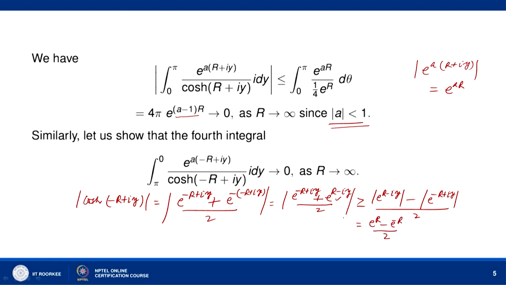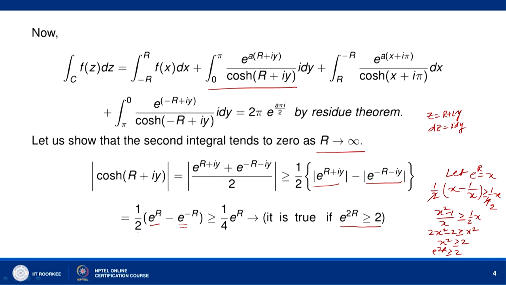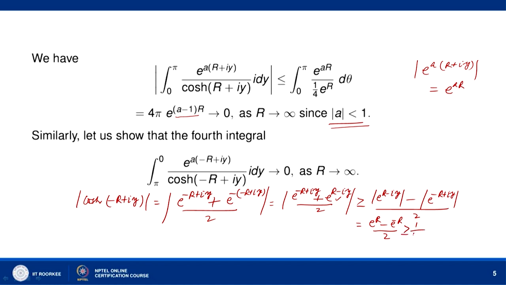So, this is equal to (e to the power r minus e to the power minus r) by 2. Now, as we have seen here, (e to the power r minus e to the power minus r) by 2 is greater than or equal to 1 by 4 e to the power r. So, here also it is greater than or equal to 1 by 4 e to the power r, provided e to the power 2 r is greater than or equal to 2. So, this is true because r is going to infinity. Now, mod of the integral from 0 to pi of e to the power a times (minus r plus I y) into dy divided by cos hyperbolic (minus r plus I y).